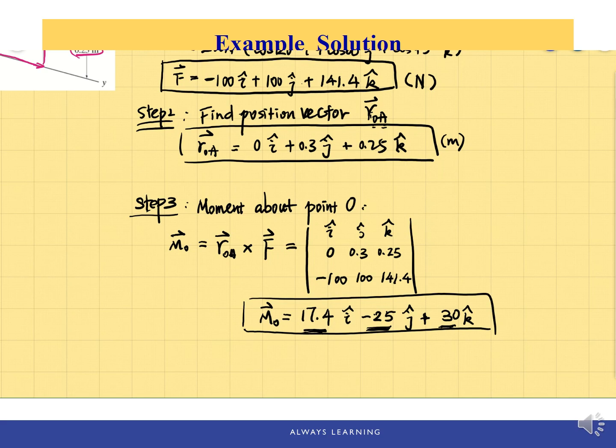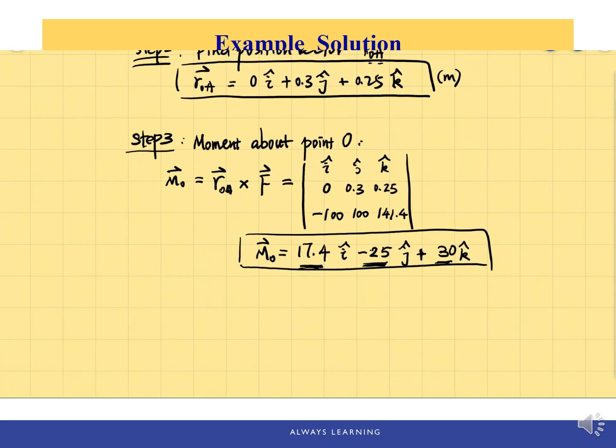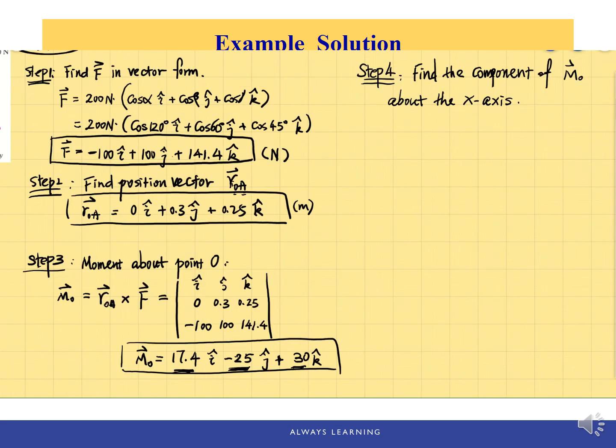So the last step will be, we're going to find the x component by performing the dot product. Step 4 is to find the component of this M_O about the x-axis. So we can perform the dot product, u_x dot M_O. u_x is just i hat, and dot, the moment we just calculated.